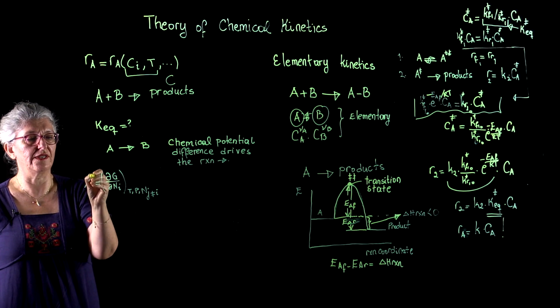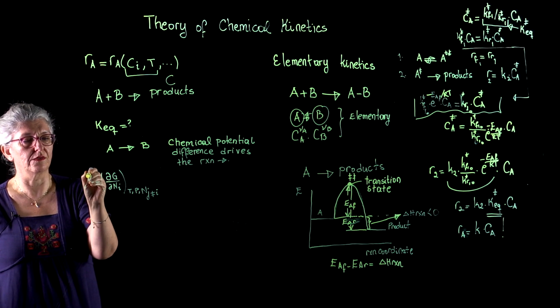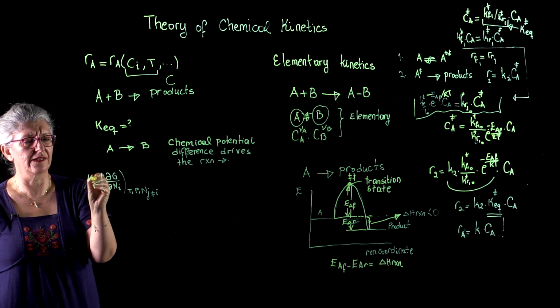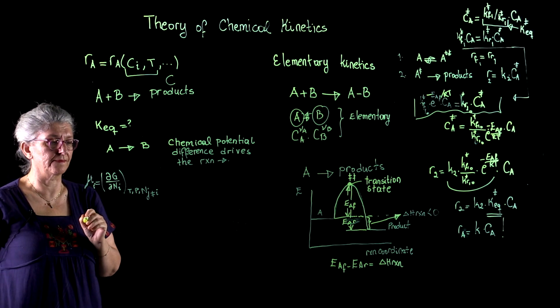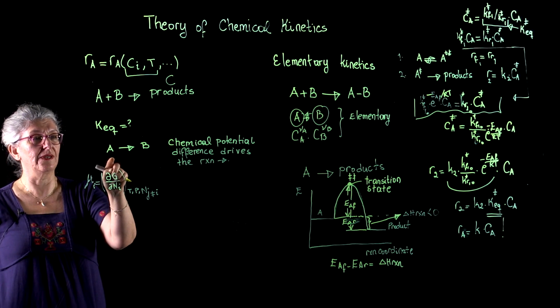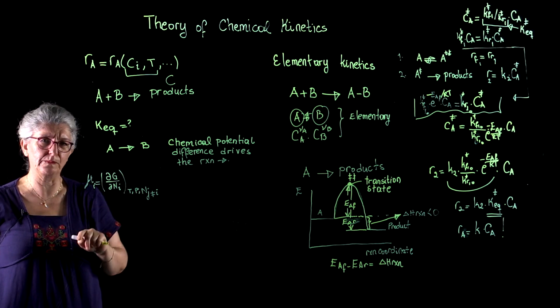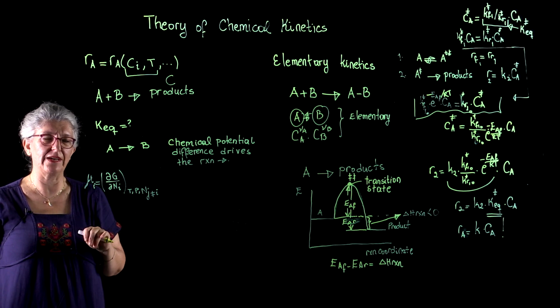We give a shorthand notation of mu I to chemical potential, and it is the chemical potential difference between molecule A and molecule B that drives the reaction forward.